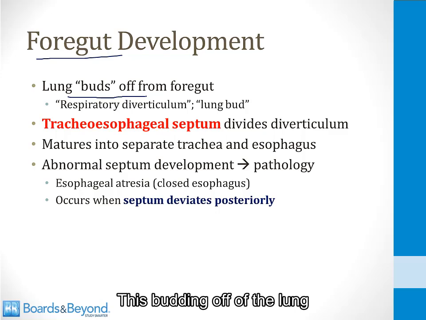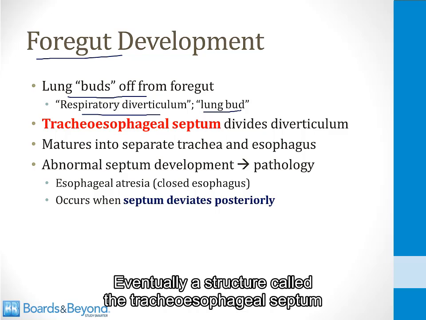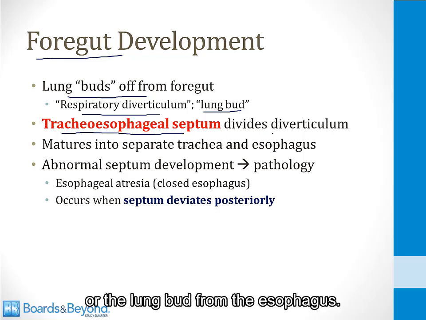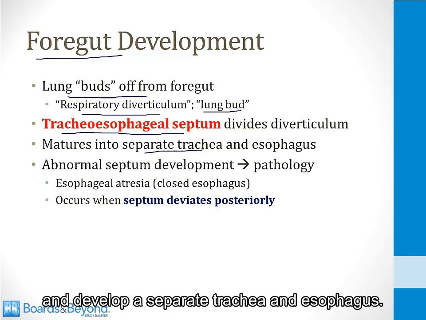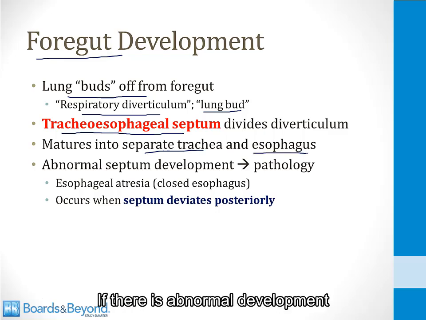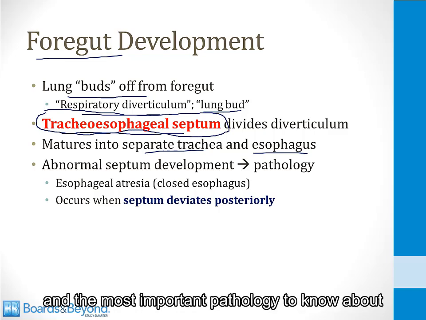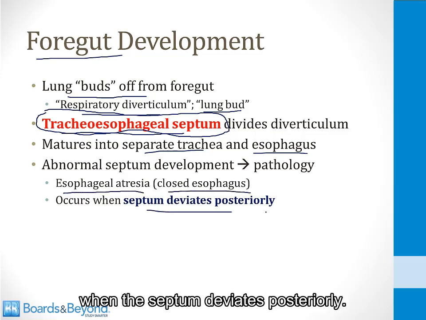This budding off of the lung is called the respiratory diverticulum, or the lung bud. Eventually, a structure called the tracheoesophageal septum will form, and it will divide the respiratory diverticulum, or the lung bud, from the esophagus, and then the fetus will go on to mature and develop a separate trachea and esophagus. If there is abnormal development of this tracheoesophageal septum, that leads to congenital pathology, and the most important pathology to know about is esophageal atresia. This is a closed esophagus, and this is what occurs when the septum deviates posteriorly.